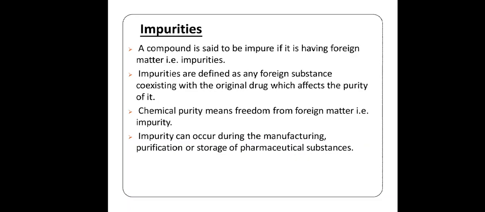Impurities are also defined as any foreign substance existing with the original drug, which will affect the purity of that drug. And the question arises: what is chemical purity? Chemical purity means it is free from foreign matter, free from impurities. Impurity can occur during the manufacturing process, during the purification process, or during the storage of pharmaceutical substances.